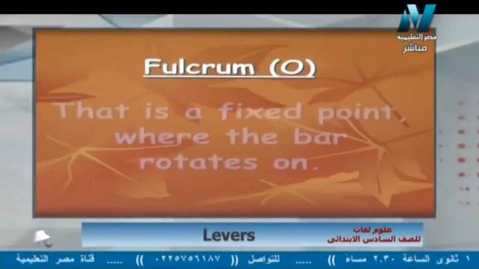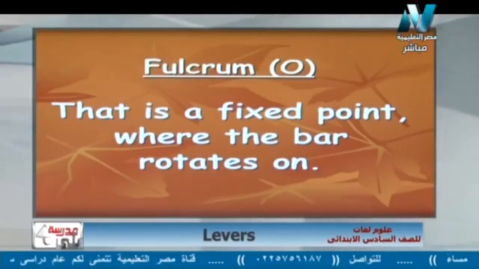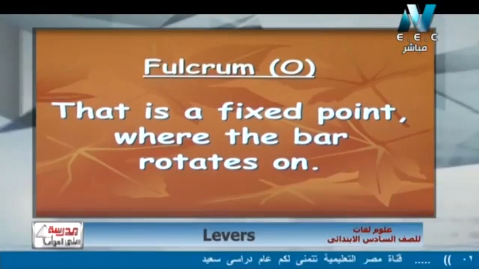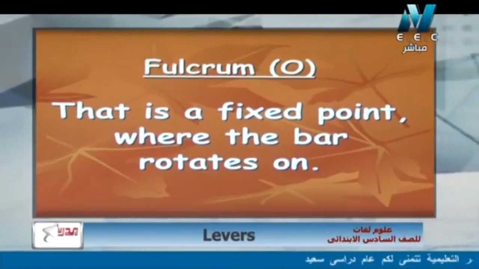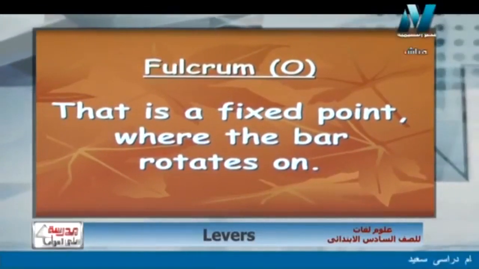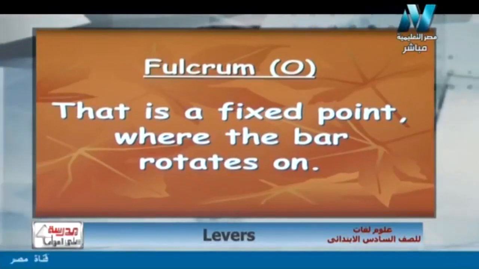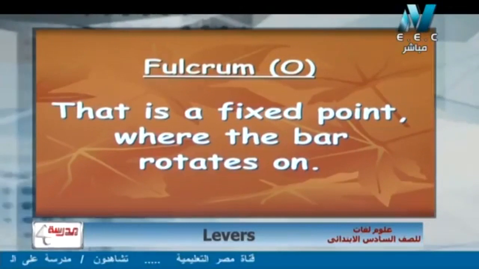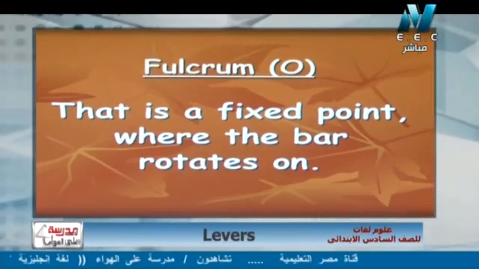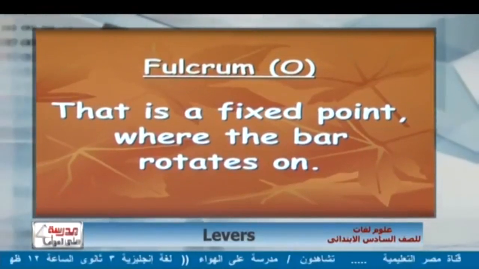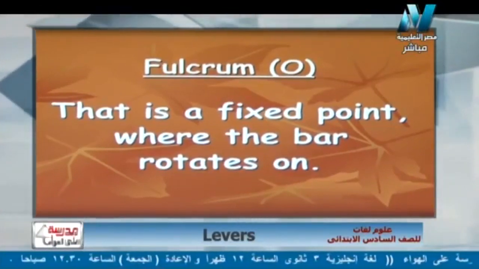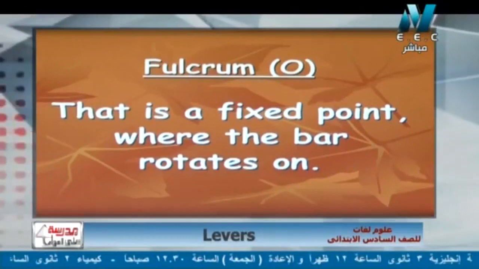Another definition, the last definition today, it is the fulcrum. Fulcrum أو محور الارتكاز is the fixed point هو نقطة ثابتة where the bar rotates on. اللي بيدور حواليها القضيب أو البار الموجود في الليفر. So again, أي نقطة فيها ارتكاز أو شبه مسمار المقص كده بالتقريب تقريبا يعني هي اللي هنسميها fulcrum. So again, fulcrum is a fixed point where the bar rotates on.